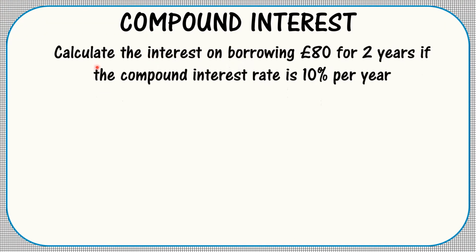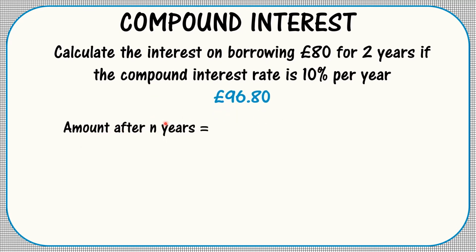Let's go back to one of the examples we had on the previous slide. Calculate the interest on borrowing £80 for 2 years if the compound interest rate is 10% per year. Now this question can become more difficult if the years were much higher. So if it was 10 years or 15 years, and so on, it will get quite long in terms of writing it down. So we have a formula to work this out.